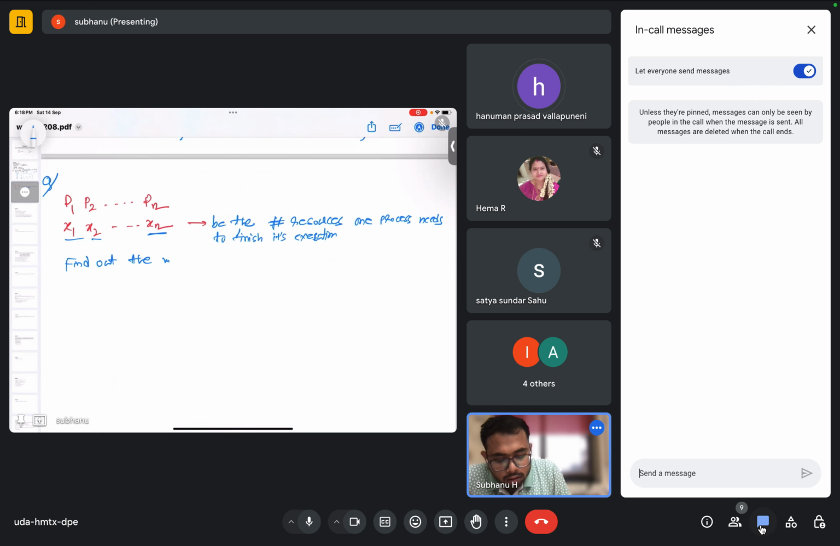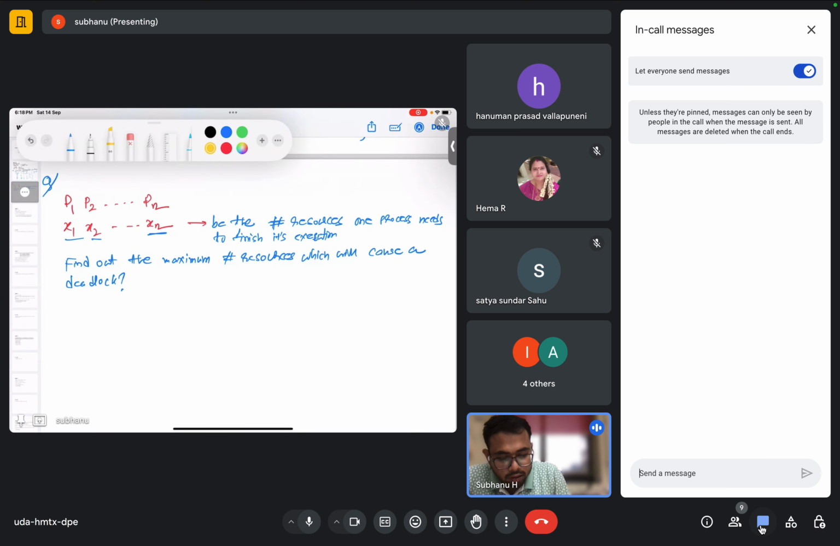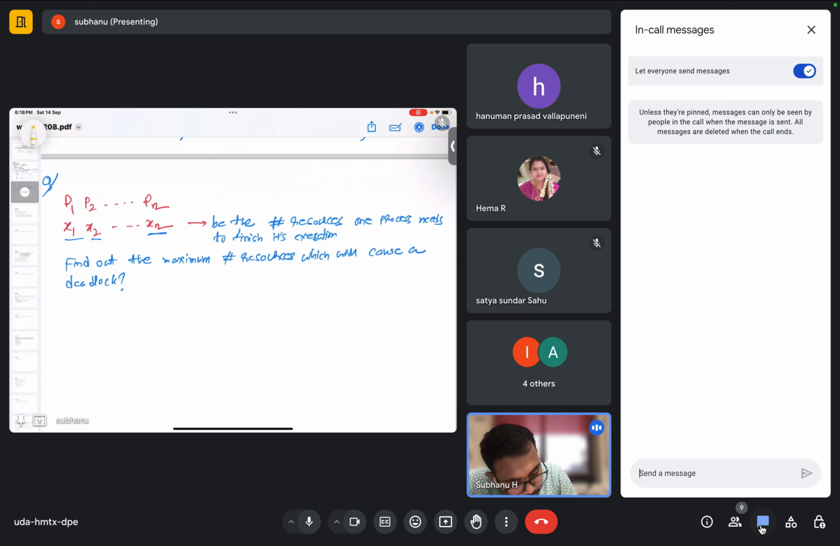So in this scenario, find out the maximum number of resources which will cause a deadlock. See the question here. The question is: find the maximum number of resources which will cause a deadlock.